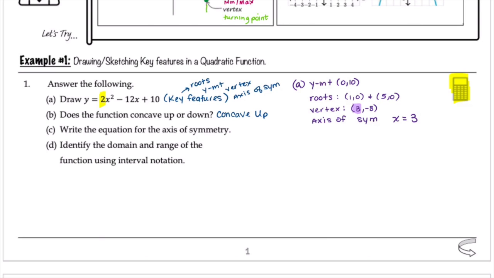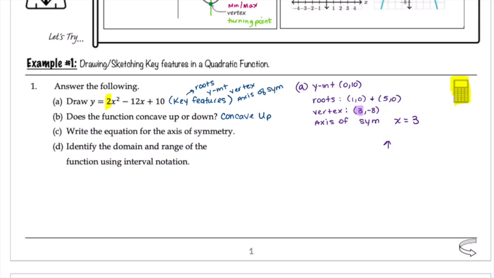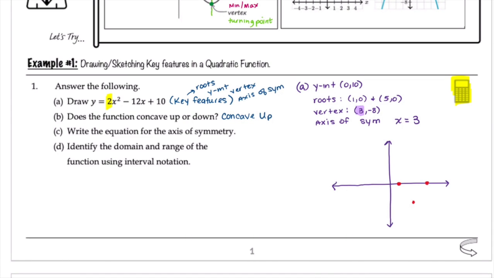All right, so here is our parabola. My axes. I'm going to plot my intercepts and my vertex, and I'm going to create my U-shape and then plot the other point.